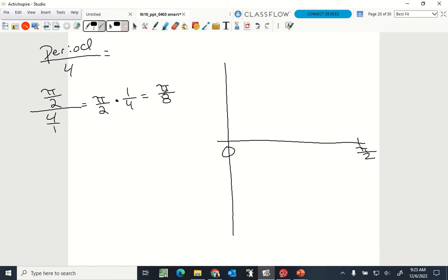Anyway, so each step is how much? Pi over 8. Each step is pi over 8. So I'm going to go with my start right here, which at my start, what's that special thing I have at the start? Asymptote, there we go. So we have an asymptote right here at the start, and an asymptote right here at the end.